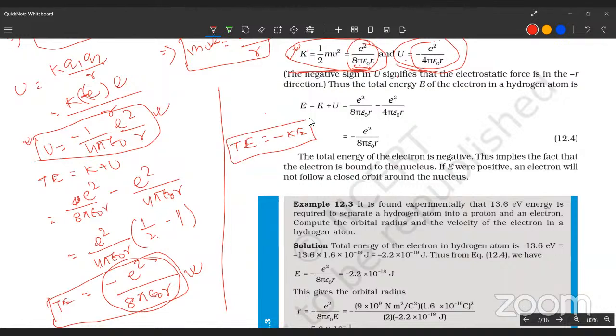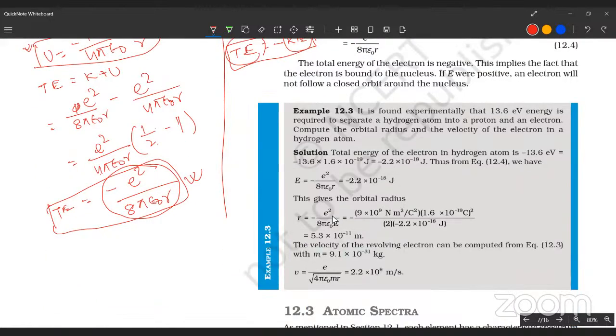Sometimes very easy questions are given in your board exam, where simply the kinetic energy will be given and it will be asked what the total energy is. So there is no need to use all these formulas. You will simply write the negative of that energy as the total energy, right? You should know that relationship, because sometimes without calculation a simple thing will be given and you need to find the total energy.